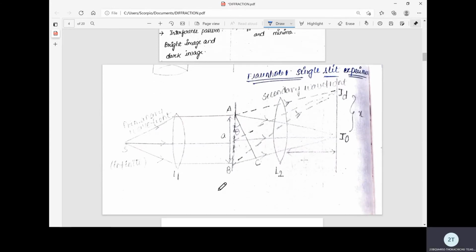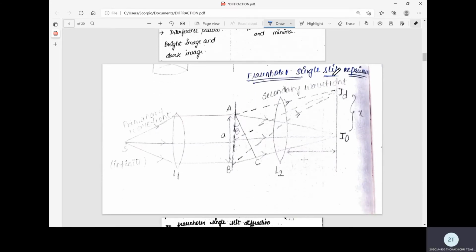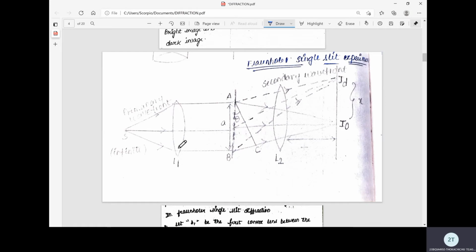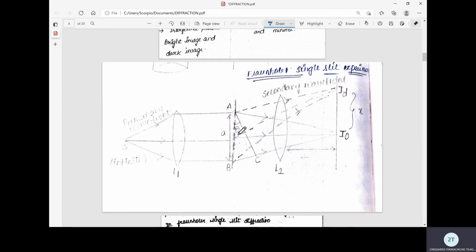Now coming to the next topic, the Fraunhofer single slit experiment. This is one of the main experiments in this chapter, so let's see the construction of this experiment. We'll take two convex lenses, L1 and L2, and a slit AB. We'll only consider a single slit because, as the name suggests, it is a single slit experiment, and a screen, say XY.